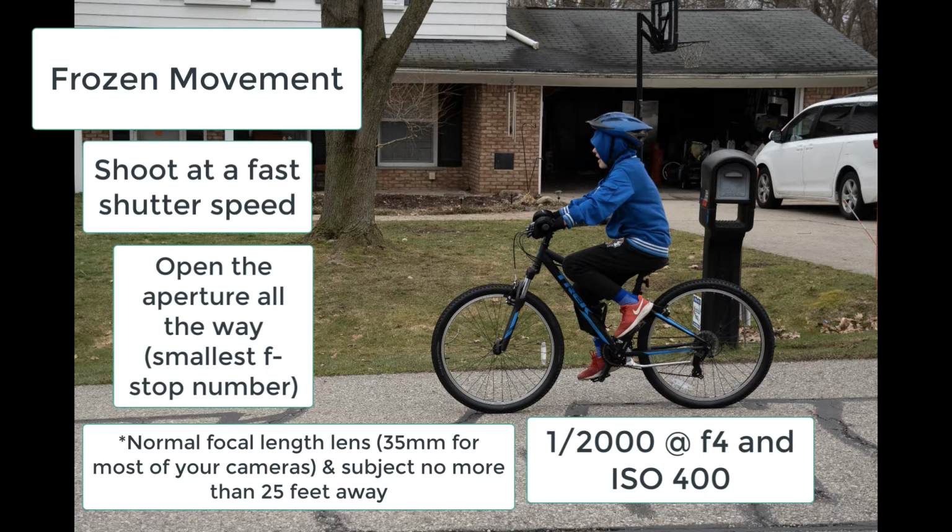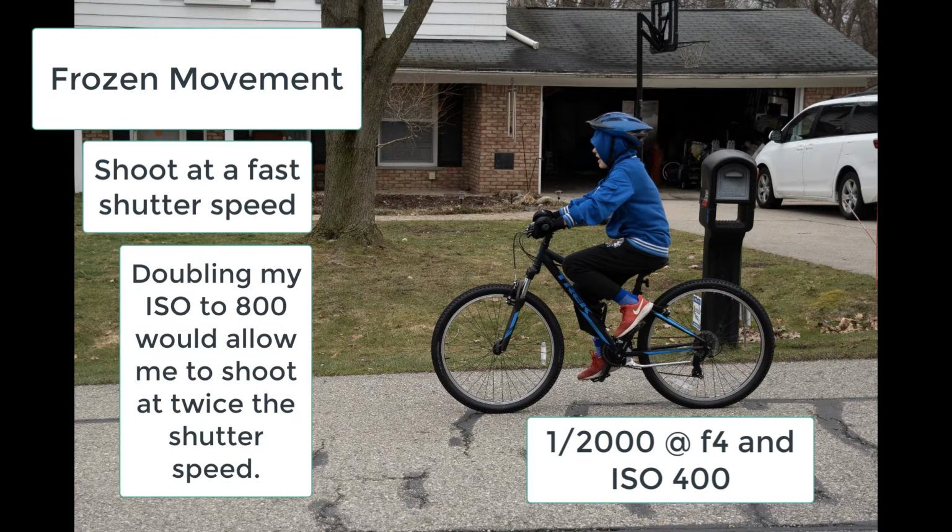Which in turn, if I leave my aperture at f4, would allow me to shoot at twice as fast a shutter speed. So I could have shot this at 1/4000th of a second at f4 at 800 ISO. My camera goes up to 1/4000th of a second, so that was very doable. Now he's riding his bike, he's not riding it that fast right here, so I was pretty comfortable that 1/2000th of a second was going to freeze the movement.